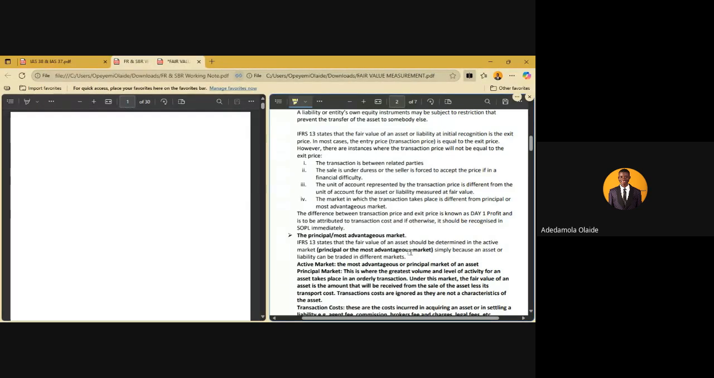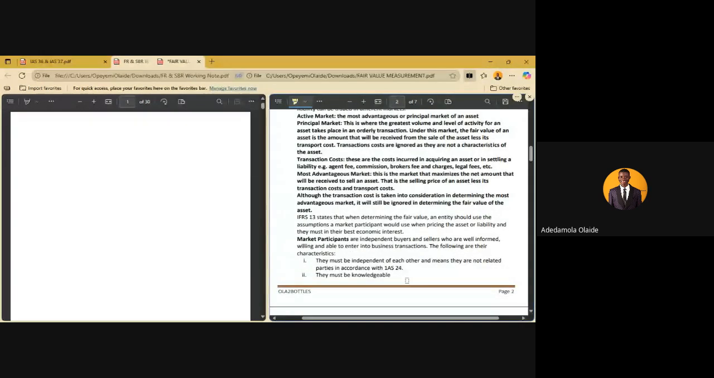So we also have what we call the active market. The active market is just either the principal market or the most advantageous market. However, it is necessary to note that when we want to determine fair value, it is determined in the principal market. We have to first consider the principal market. Where we don't have a principal market, we now use what? The most advantageous market.